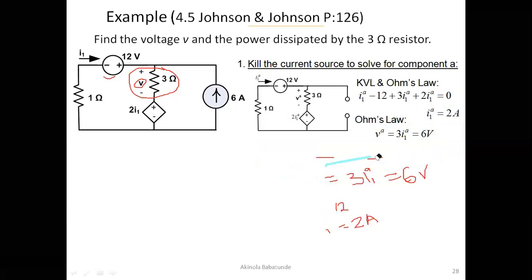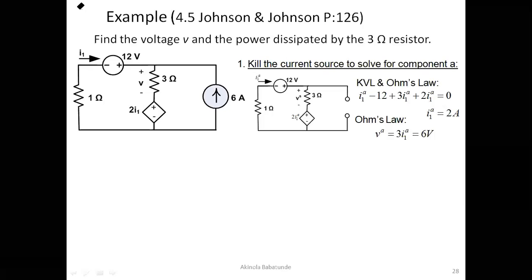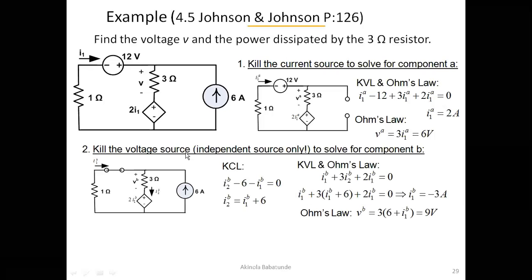And then we now go ahead and replace the current source we killed. We bring it back to life and kill the voltage source. If you do that, this is what would happen. Now kill the voltage source, the independent source only. Like we mentioned earlier, we cannot kill the dependent sources. So this source is alive. See, we can't kill it. Okay? If we do that, this is what we're going to have.